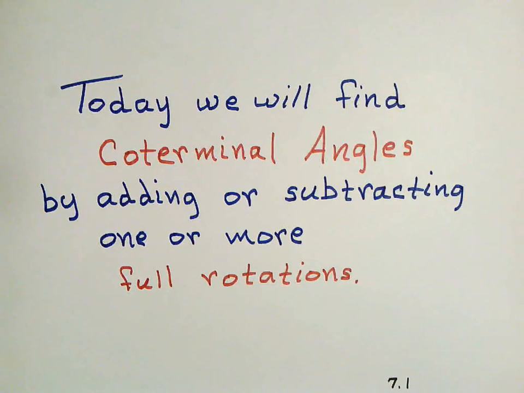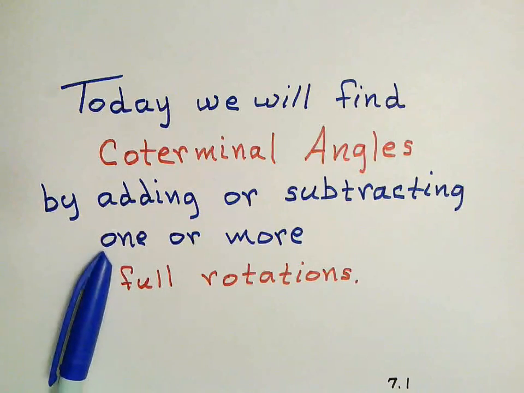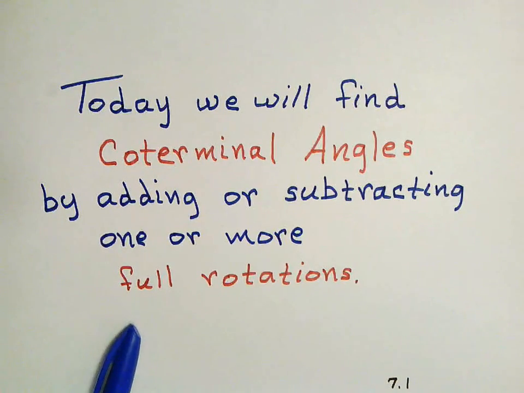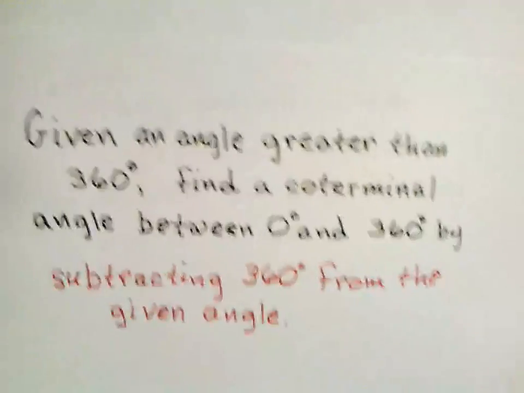Today, we will find coterminal angles by adding or subtracting one or more full rotations. Now, one complete rotation is 360 degrees or 2 pi radians. So we have certain rules that we go by.